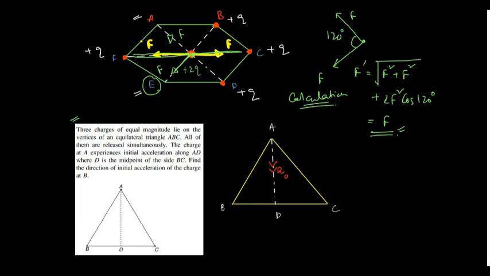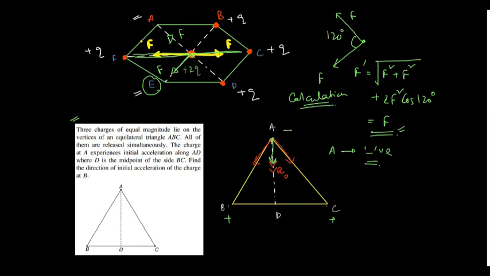The first point we need to learn from here: since A is accelerating along this line, we need to know that A must be attracted due to the charges at B and C. So if I take these charges as positive, A must be a negative charge. I hope this point is clear, because then only A will be attracted along this line.